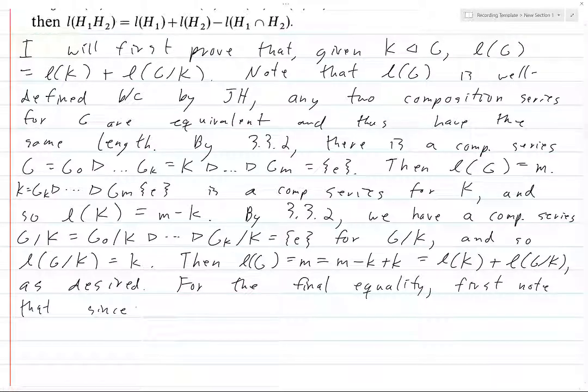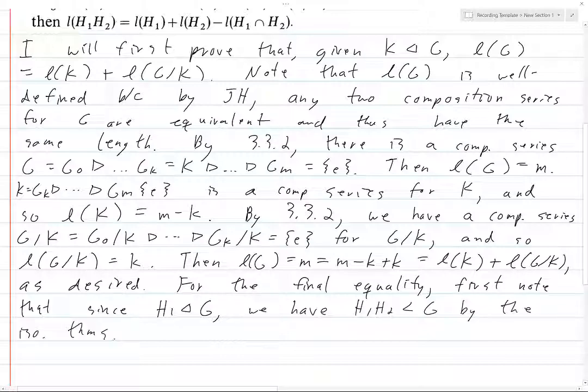First note that since H1 is normal in G, we have H1H2 is a subgroup of G by the isomorphism theorems. I think this is the second one, but numberings tend to change from textbook to textbook, and so I don't want to have to rely on that.